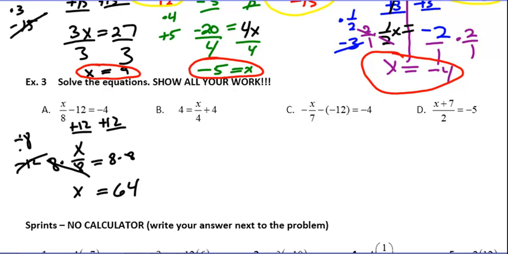Alright, again, I'm going to do my check. 64 divided by 8 is 8. 8 minus 12 is negative 4. Negative 4, negative 4 are equal, so we checked out. There's our answer. Remember, when checking your answer, always go back to the original problem, so that if you happen to make a mistake early on, you could catch that mistake.